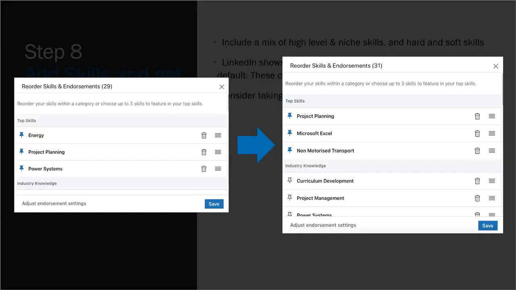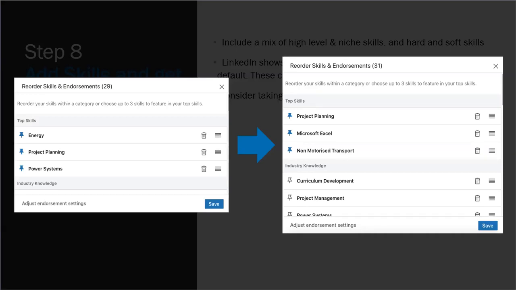And that is exactly why you want to do what I'm going to show you next. LinkedIn shows you the top 3 endorsed skills pinned to your profile, as I said. But sometimes you want to reorder that. You don't have to have those pinned. The ones that I had pinned before I changed it were energy, project planning, and power systems.